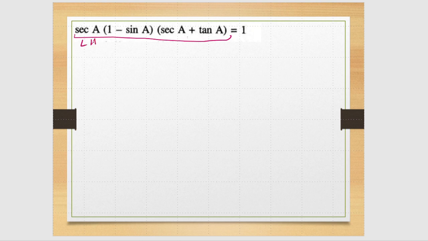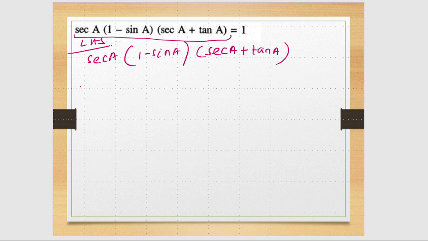So take the LHS. Sec A into 1 minus sin A over sec A plus tan A. This is only. So now open the bracket. Sec A into 1, how much? Sec A. Minus, sec A into sin A. Okay, now sec A plus tan A.